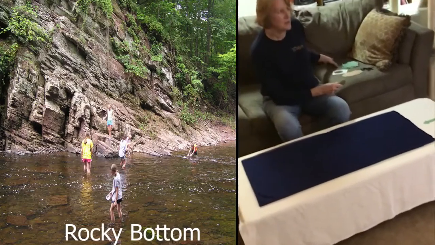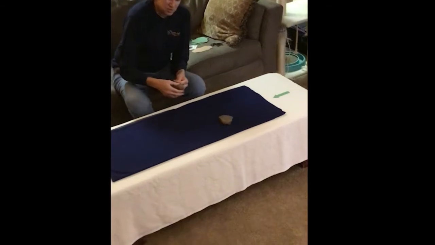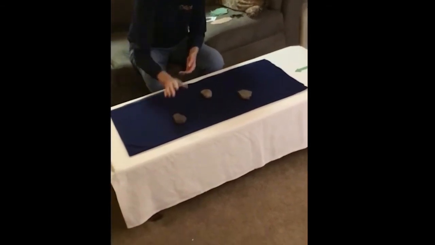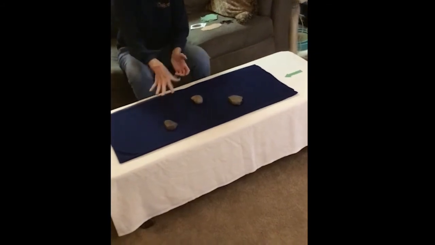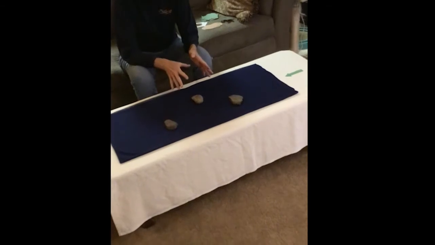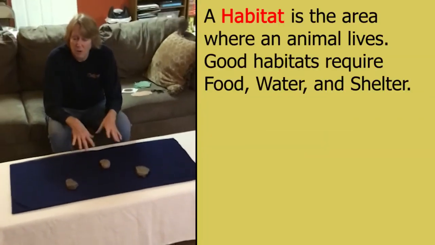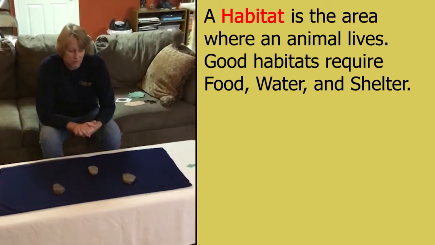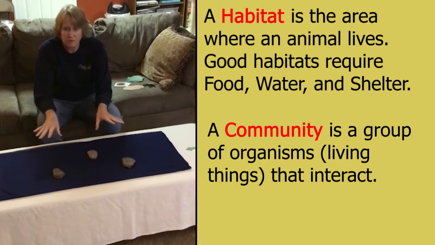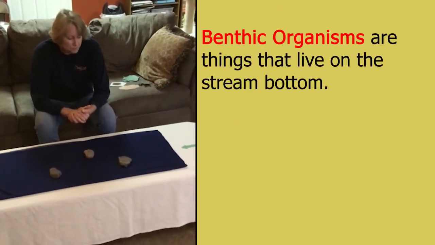So I'm going to add some rocks to our stream. I have some smaller rocks here that I'm just going to add to our stream to represent the fact that we have a rocky bottom stream. Now these rocks provide great habitat for the different organisms that are living on the bottom of the creek here. We have a whole community of organisms that spend most of their life on the bottom of the creek. These are known as benthic organisms.